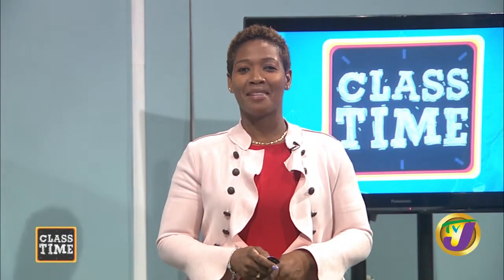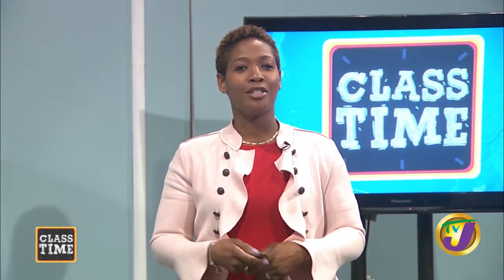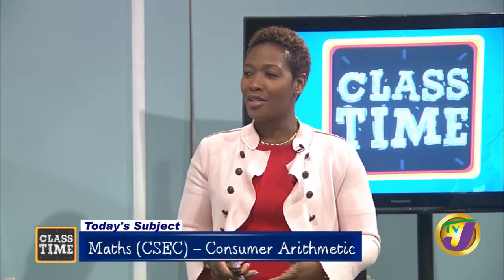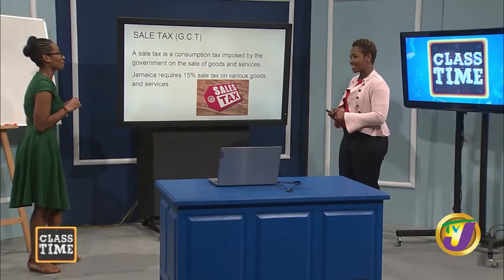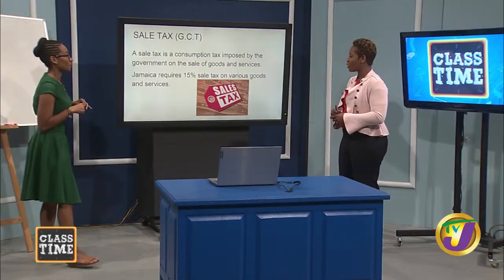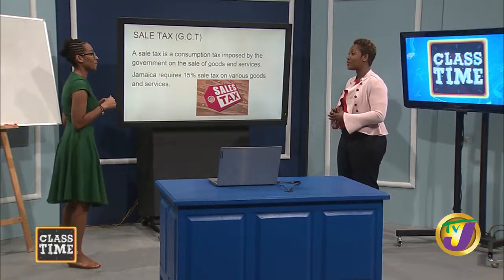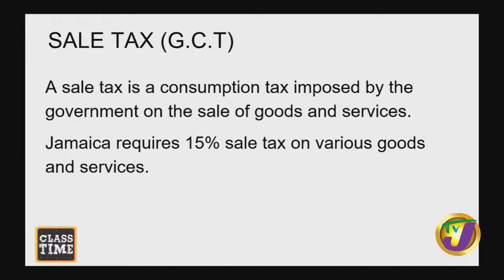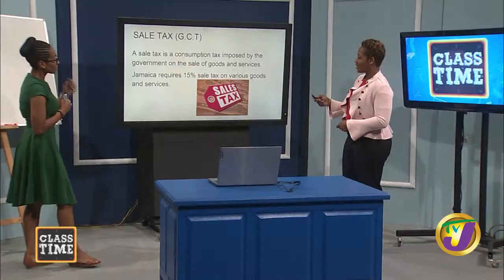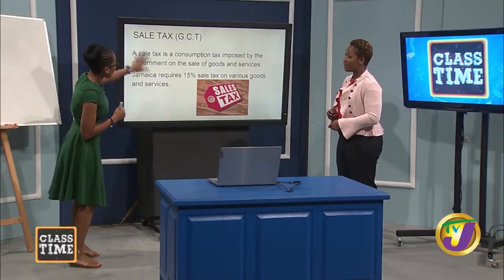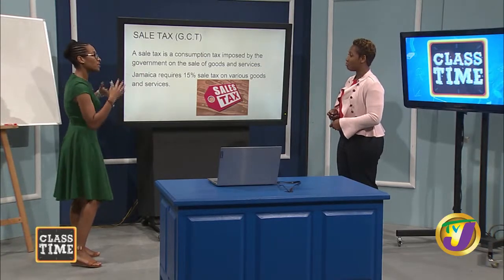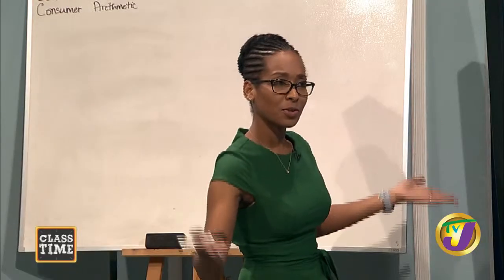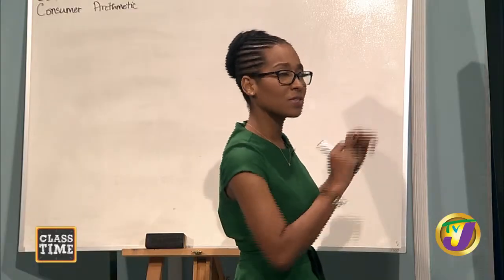Welcome back to Class Time CSEC Math. We've been looking at consumer arithmetic. Let us continue. We left off at sales tax, and we spoke about the tax that the government should get. Jamaica requires 15% tax on various goods and services. So let us look at our first activity. It is the first activity about sales tax, but we're still in activity 3.